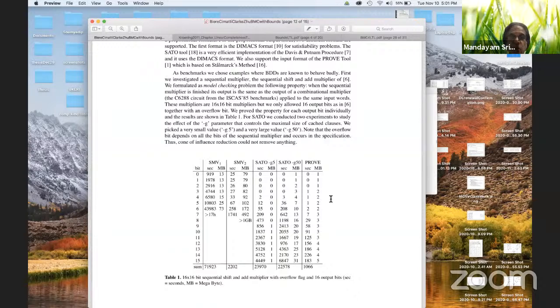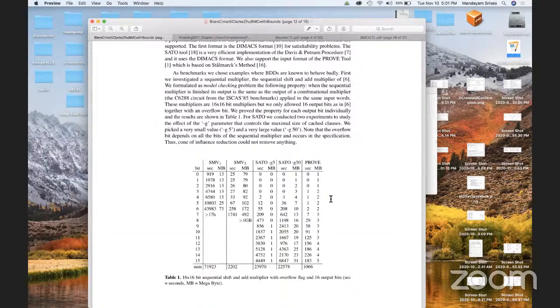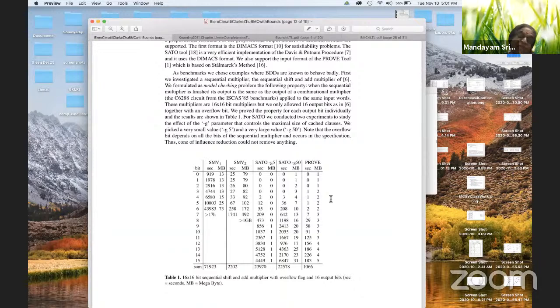But this is to show how the SAT version is probably the best. So here is a comparison that they did in 2000. This thing was published in 2001, immediately after the Chaff SAT solver came up.